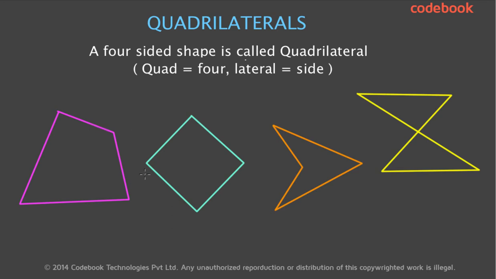So if you look here, all these 4 shapes have 4 sides and 4 vertices. So these are your sides 1, 2, 3 and 4, and these are your vertices A, B, C and D. Similarly, for the rest of the other shapes as well, if you observe, there are 4 sides and 4 vertices.